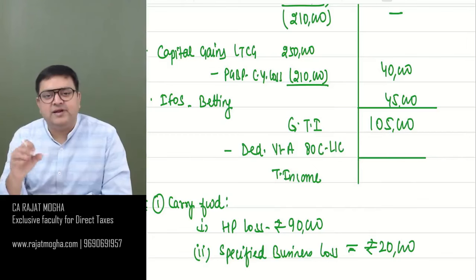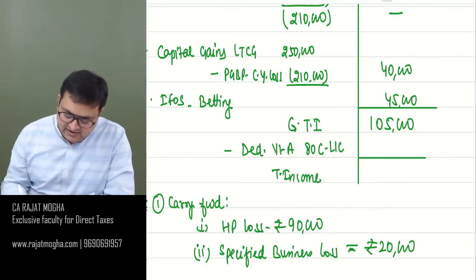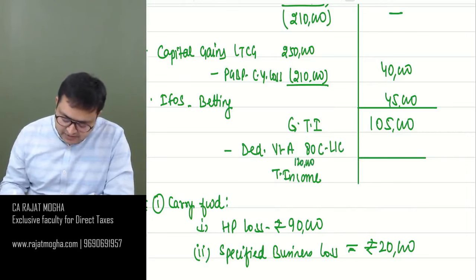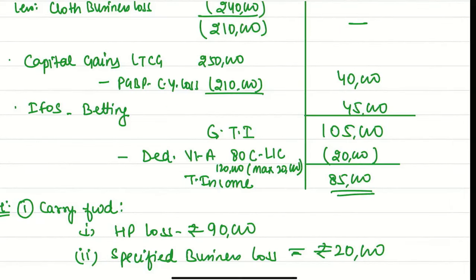Maximum you can take is 20,000 rupees only under chapter 6A. So under 80C, LIC, although it is 120, maximum you can take is 20,000 only from your normal income. So your total income will become 85. Understood? Don't make this mistake. Got it? Very good.